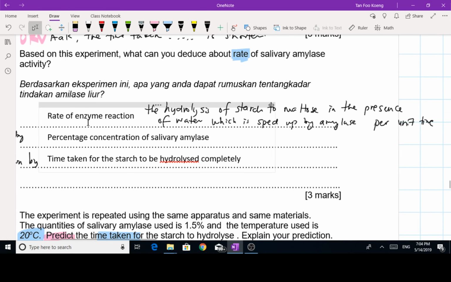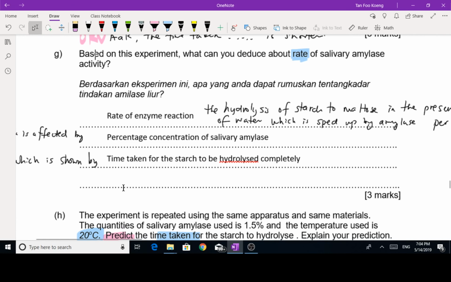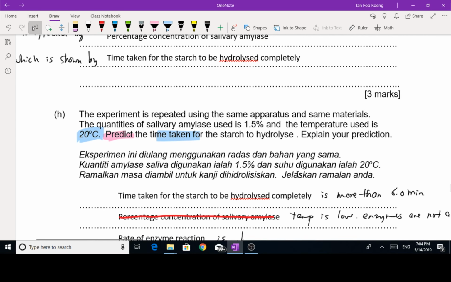operational definition. A rate of enzyme reaction in this case is the hydrolysis of starch to maltose. We use the starch here as our substrate in the presence of water, because the process is hydrolysis. Definitely we need water, and this process is sped up by the amylase, the salivary amylase, and this is a rate, so I have to include this phrase here, per unit time. So this is a hydrolysis of starch to maltose in the presence of water, which is sped up by amylase per unit time, which is shown by the time taken, and is affected by the percentage concentration of the salivary amylase. This is how you get 3 marks for operational definition.